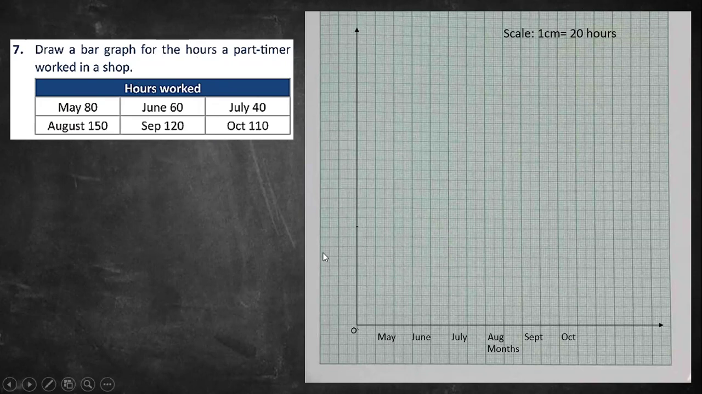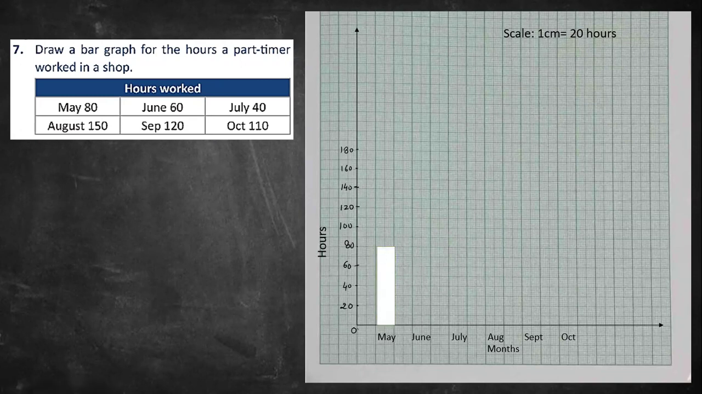So 0. Here we are writing hours. So 20, 40, 60, 80, 100, 120, 140, 160, and 180. Right? Now, for May month, it is 80 hours. So for May month, 80 hours. Yes, here. Okay. So 80 hours.